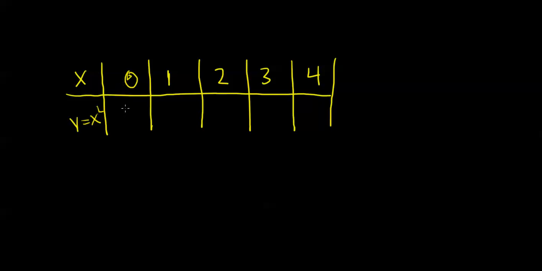And then if we plugged 0 into x squared, we get 0 first. Then if we plugged 1 into 1x squared, we would get 1. If we plugged 2 into x squared, we would get 4. If we plug 3 into x squared, we would get 9. And then if we put 4 in x squared, we would get 16.